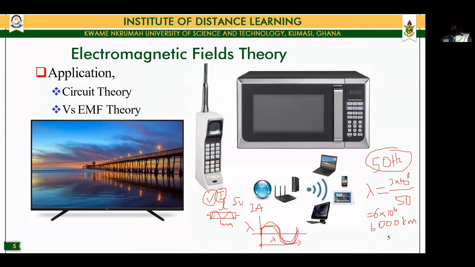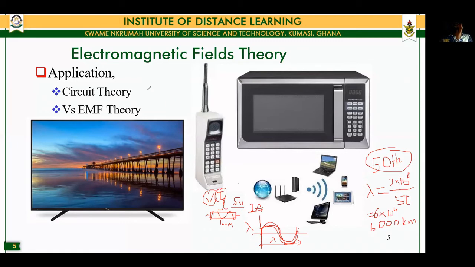So the voltage here will be 0, but the voltage here is not 0. Therefore, in the situation where the wavelength is comparable to the dimension of the component, you cannot have a discrete value like 5 volt or 2 ampere. You have to talk about the voltage per unit length along the component.